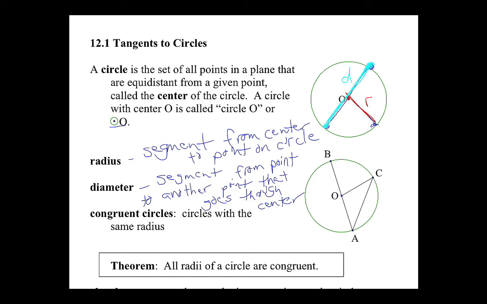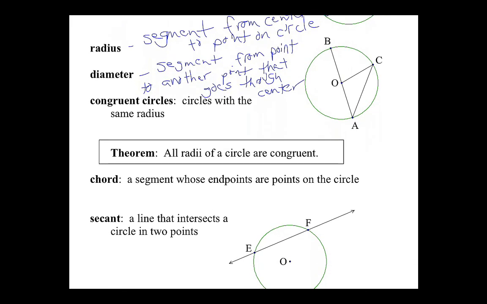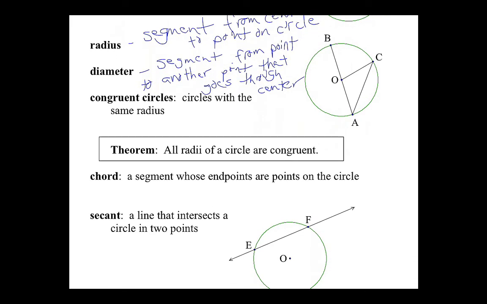And then, like all shapes, congruent circles would be circles that have the same radius, which forces them to be the exact same circle because they're the exact same size and exact same shape. So naturally we have a theorem. If a radius is from the center of a circle to a point on the circle, then naturally every radius of that circle is congruent to every other radius that you could draw.